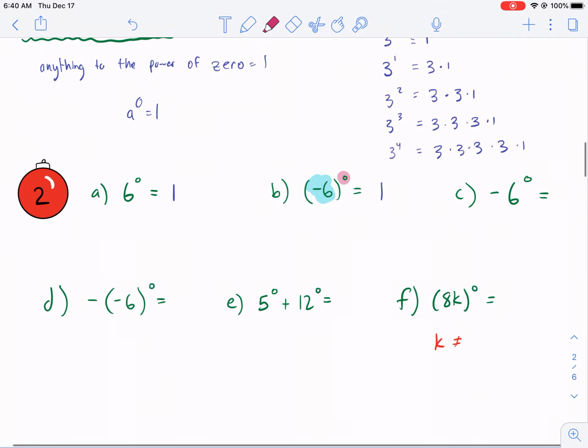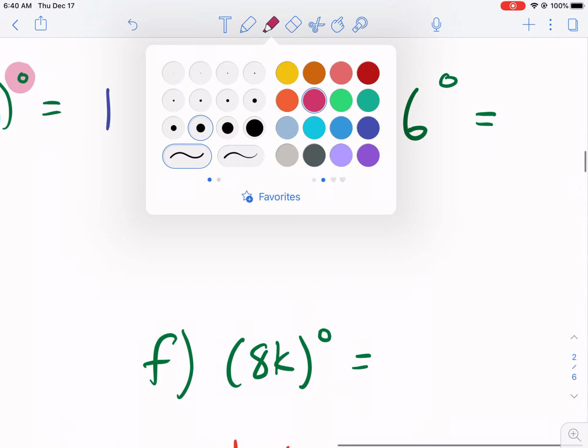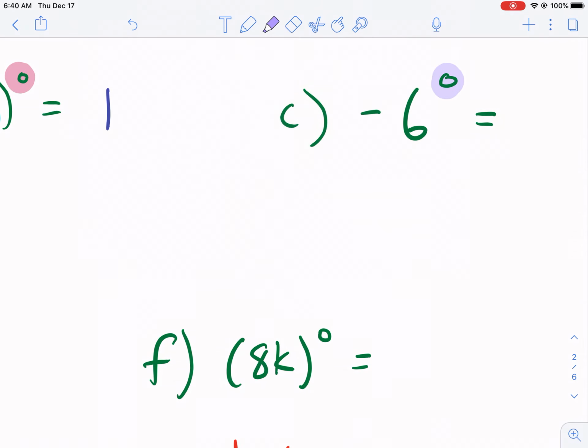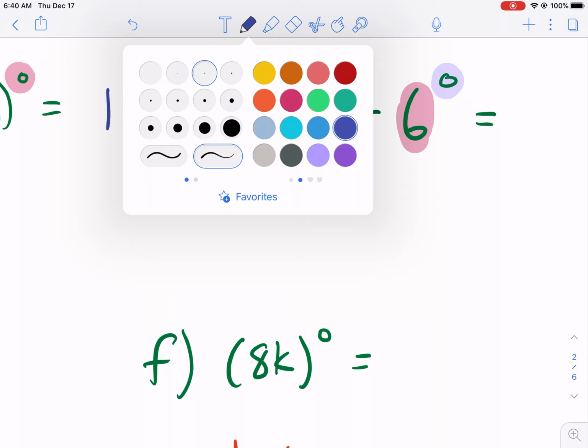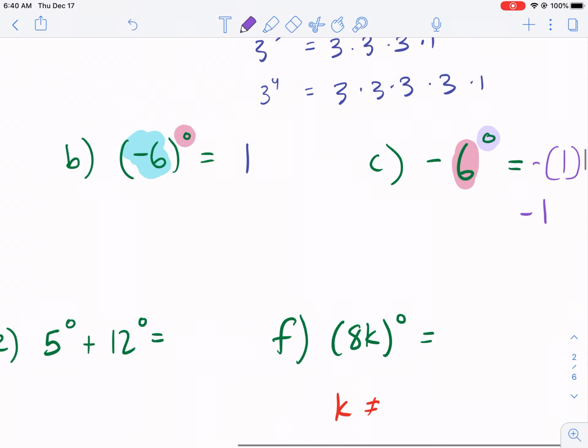Now, this one's a little different, okay? Because this is going to follow order of operations. The first thing we have to do in order of operations is raise to the 0 power, okay? So we do 6, that's our base, to the 0 power first. So when we do that, we get 1. But then we also have that negative out in front, so it becomes negative 1.